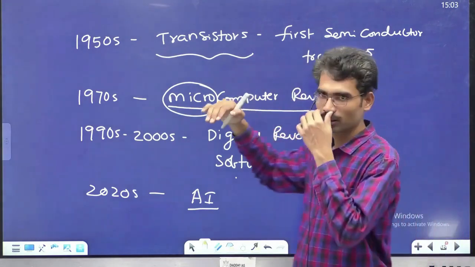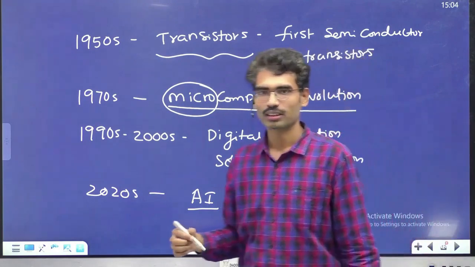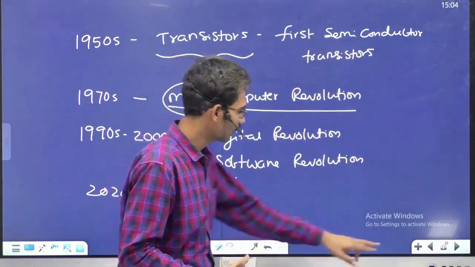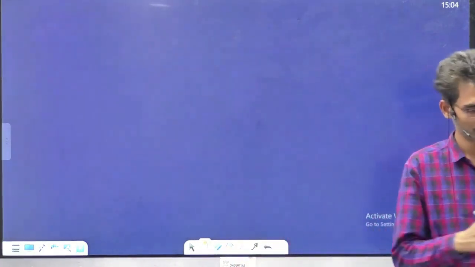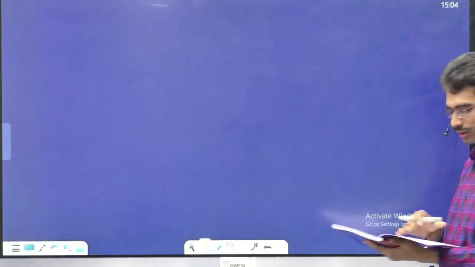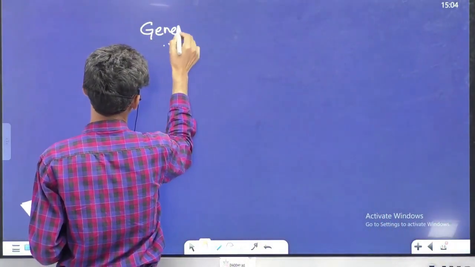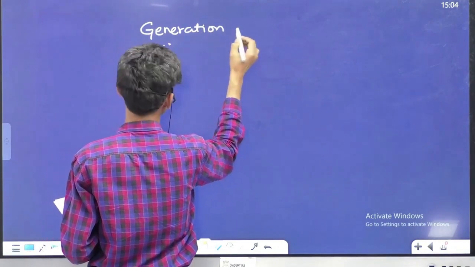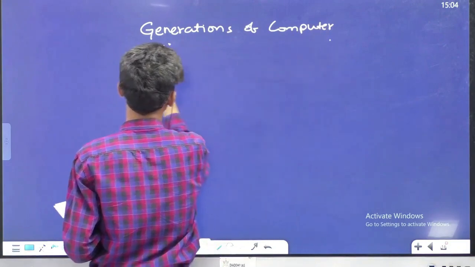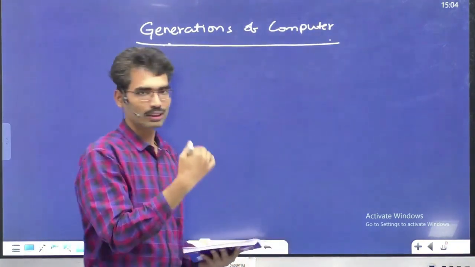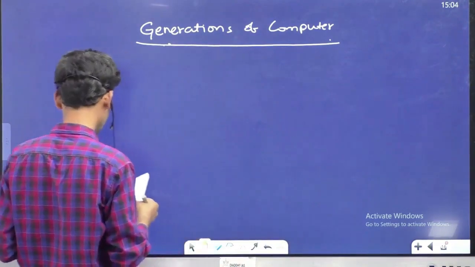This is how they were utilized before the 1950s. I will give one more table that will help you in understanding. They are called generations of computers. This also can be a potential question: first generation, second generation, third generation, likewise.